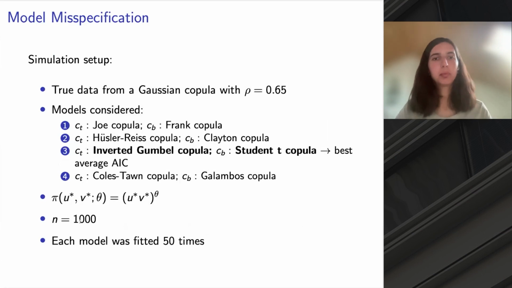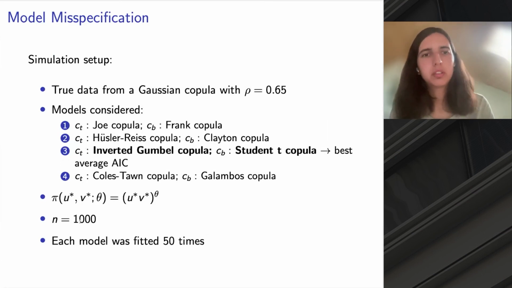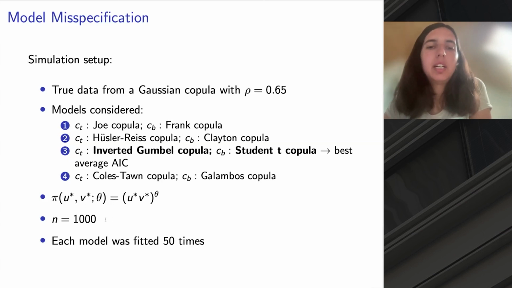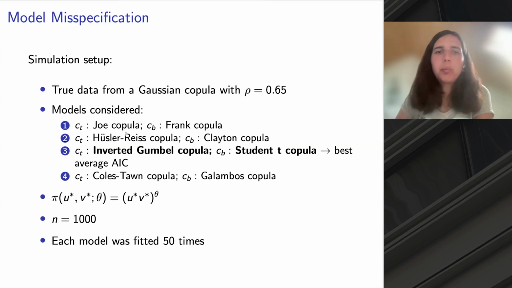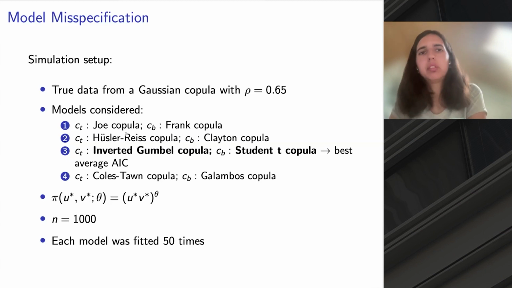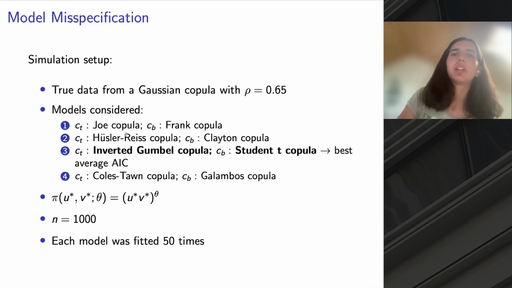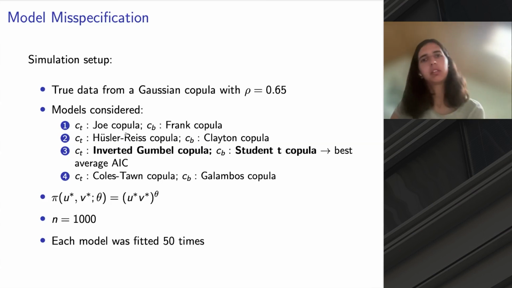the best was the third model, so having the copula tailored to the tail being an inverted Gumbel and the copula tailored to the body being a Student T copula. We have the same weighting function, 1,000 data points, and we fitted each model 50 times. So picking up on the third model, we decided to compare with the extremal dependence of the Gaussian to see if the dependence structure was captured correctly, even if we misspecified the model.